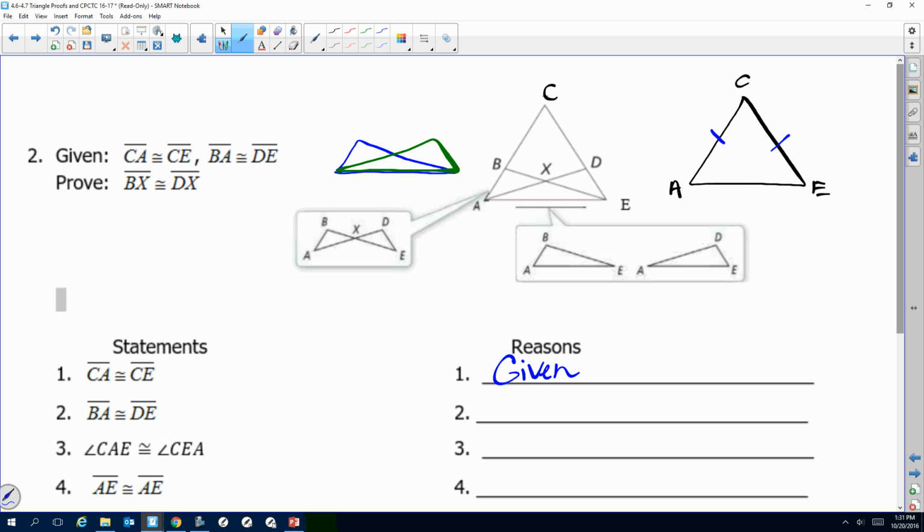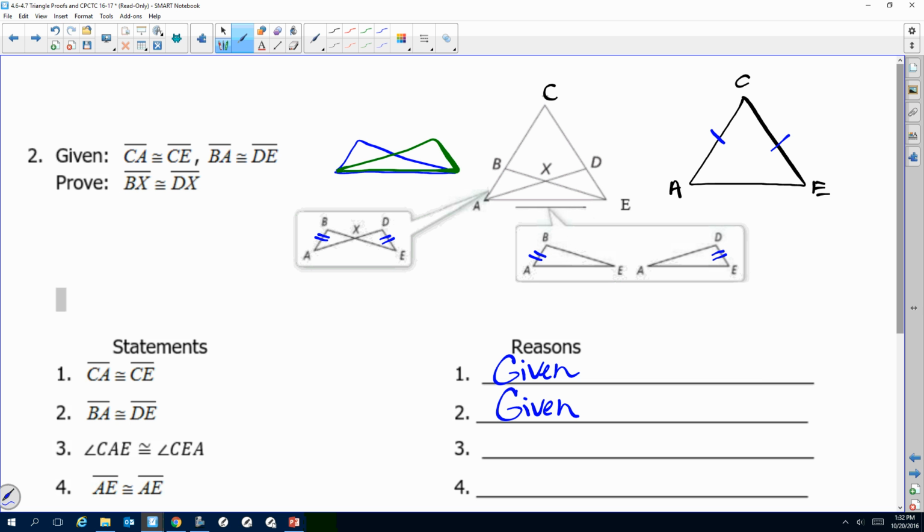All right, BA is congruent to DE. That is also given. Now, where on the diagrams do I see a BA and a DE? Yeah, on the smaller triangles right here. So I'm going to do a tick mark, 2 tick marks, 2 tick marks. Over here too, BA, DE. Okay, they're on the smaller triangles.